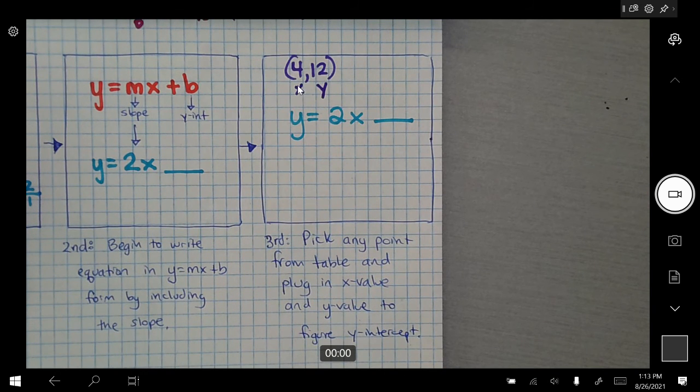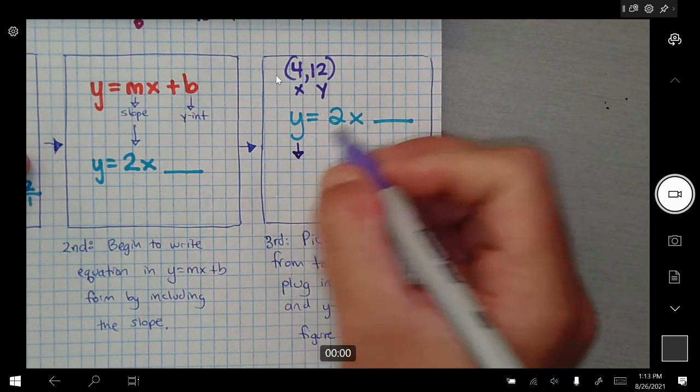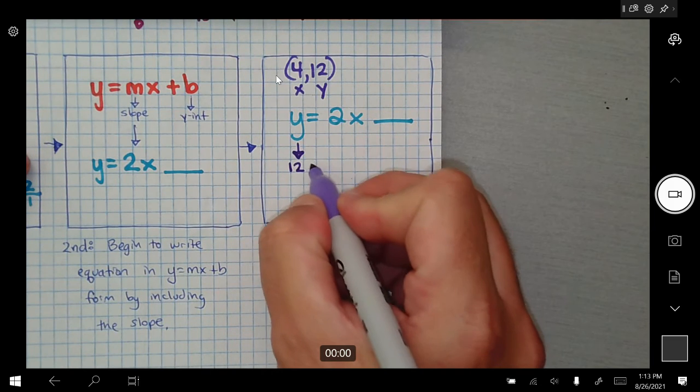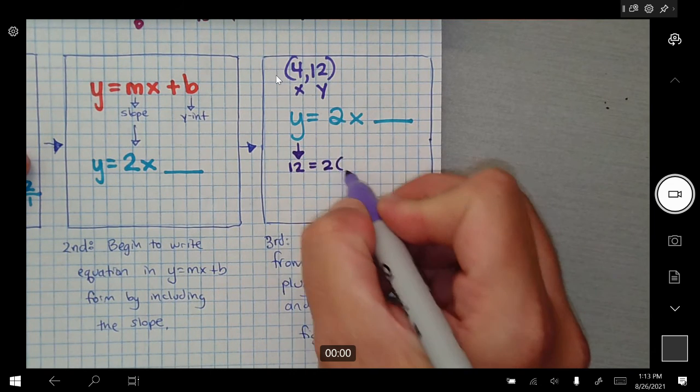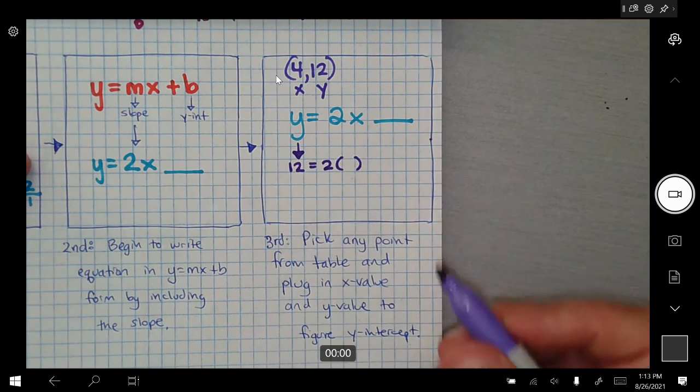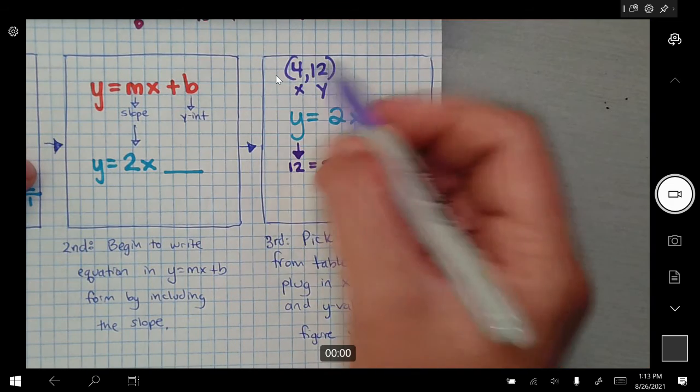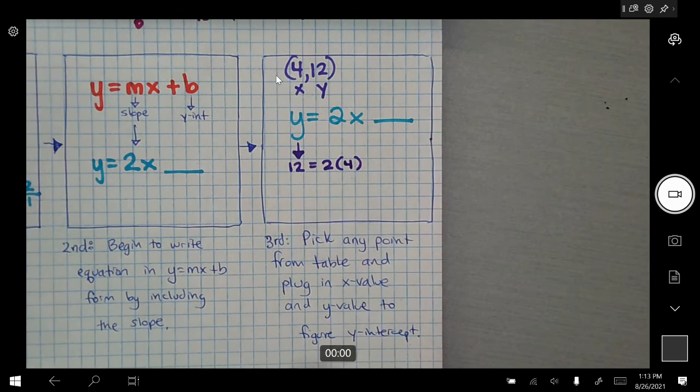So the 4 is an x. The 12 is a y. Interesting. Look at my equation. I have a spot for an x. I have a spot for a y. Why don't we go ahead and write it out down here? What was my y? 12 equals 2 times, isn't it when they're right next to each other, that means multiply. 2x. What's my x? 4.